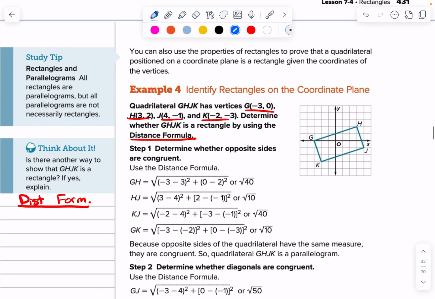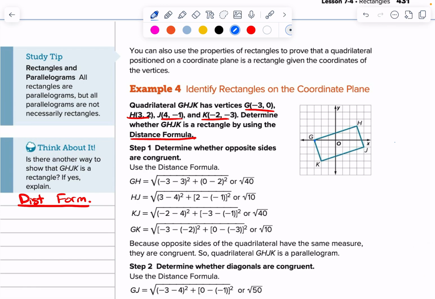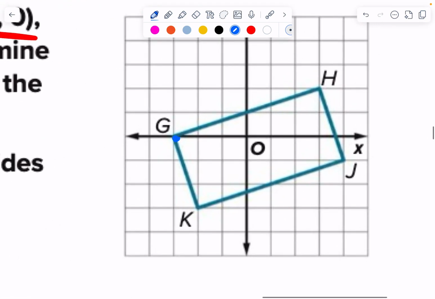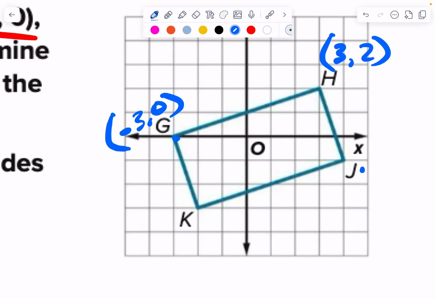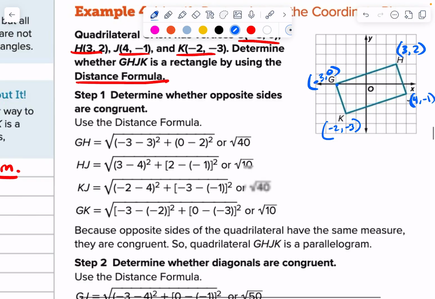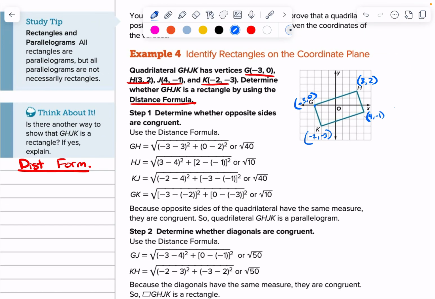Distance. Let's go the 2 sides first. Oh, and I'm going to mark these on here. This coordinate is -3, 0, just to make my job a little easier. This is 3, 2. This guy is 4, -1. And this guy is -2, -3. Okay, we're just going to make my job easier. I don't usually like to use their work, but I'm going to go with their work.